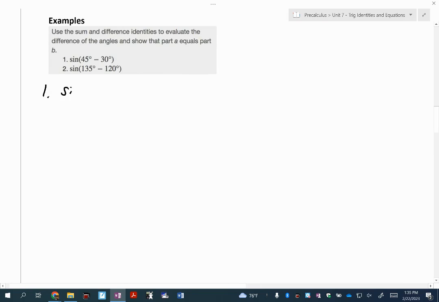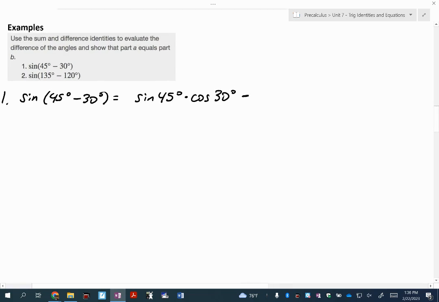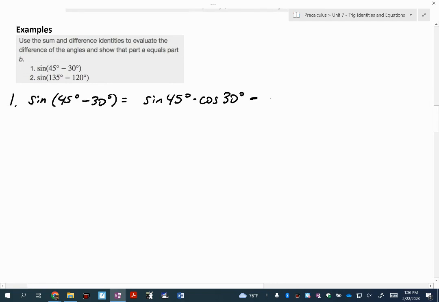The first one says the sine of 45 degrees minus 30 degrees. Like I said, we're going to do sine of 45 degrees times the cosine of 30 degrees. Keep the same sign. Then we're going to switch the trig functions, not the angles. So the cosine of 45 degrees times the sine of 30 degrees. So that's how we do it for sine.